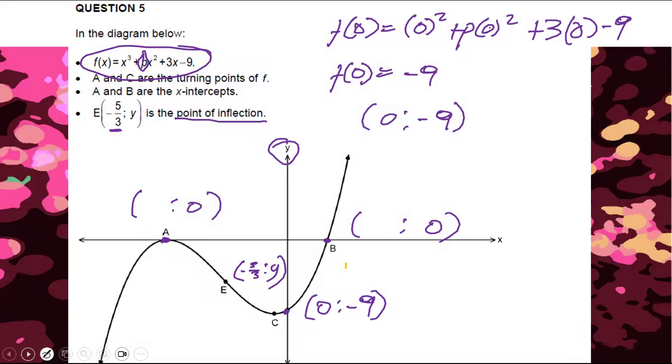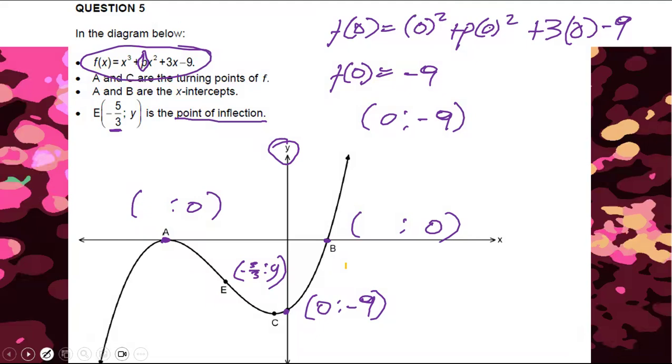Now, let's say for this point of inflection they gave me y. I was just going to take the coordinates of that point and substitute them into the original equation and manipulate my formula to calculate p. But I can't do that. So all I've got is that point of inflection. And if you don't know how to get the point of inflection, you will have a problem.